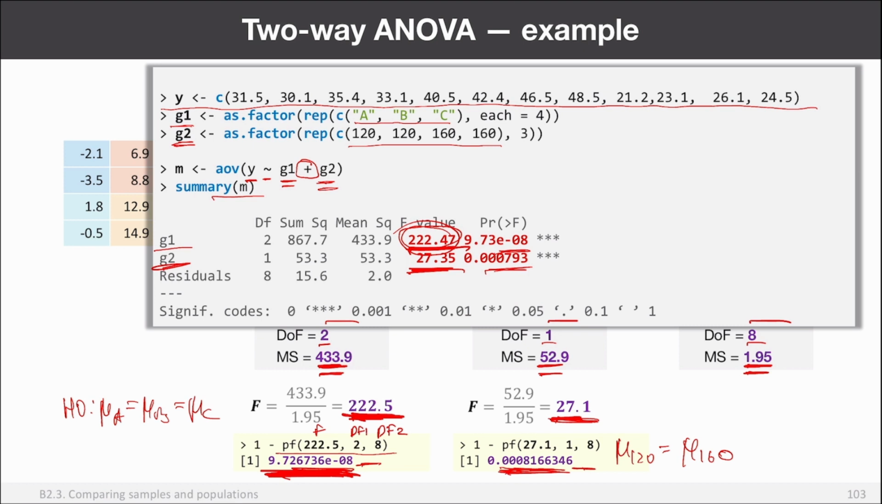So it means that we still need to do the pairwise comparison, but we should do it in a smart way. So we should do it based on these ANOVA results, and that's exactly what I'm going to talk about in the next video.